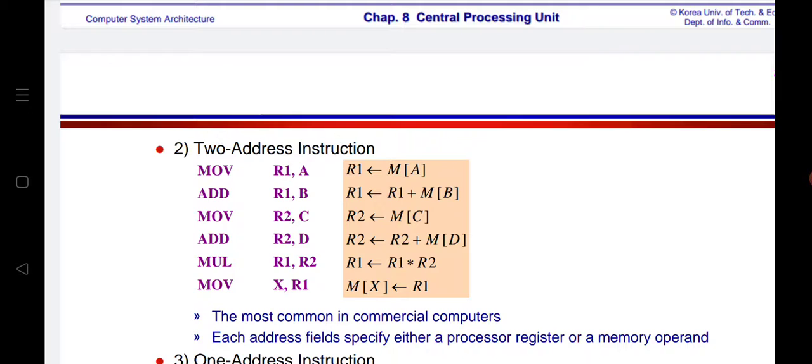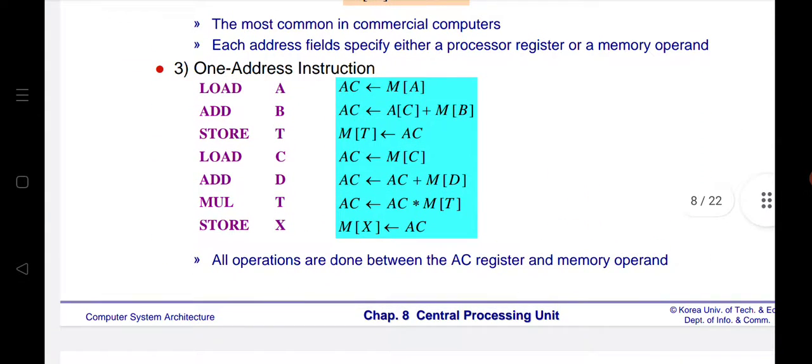Each address field specifies either a processor register or a memory operand. So in each and every address field I am going to use a register or a memory address. Okay, so coming to the one address instruction.